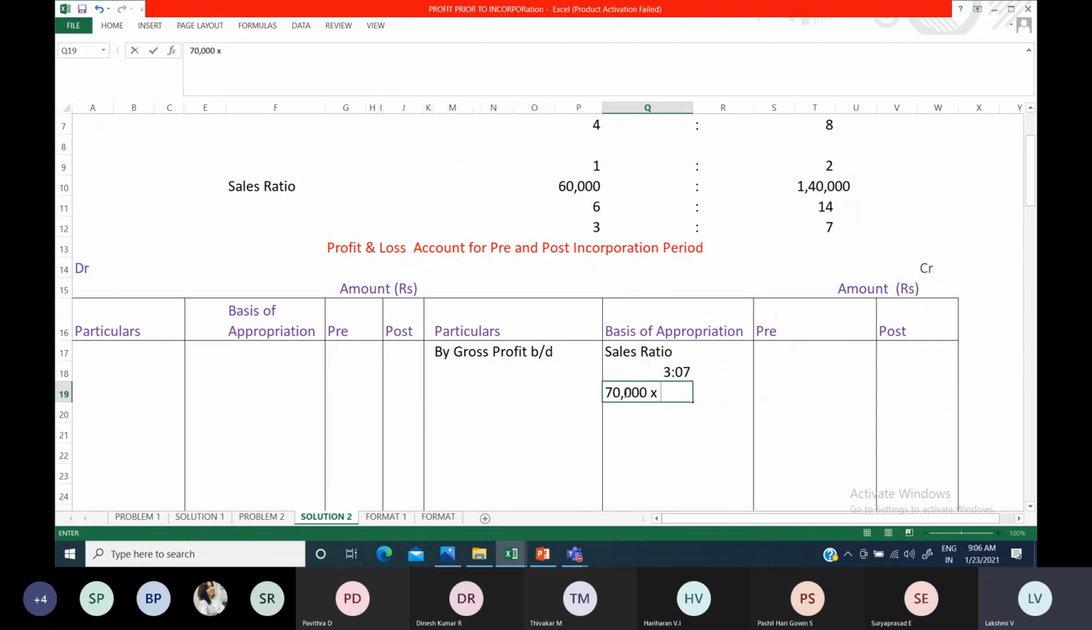70,000 into 3 divided by 10. So 3 is this one. 10 means 3 plus 7, 10. So just find out and put it under the pre column.